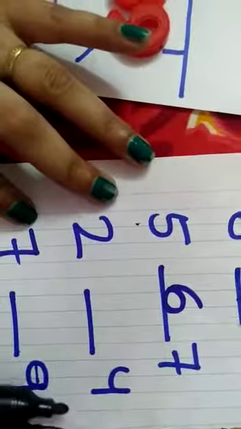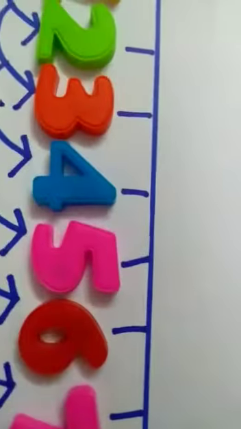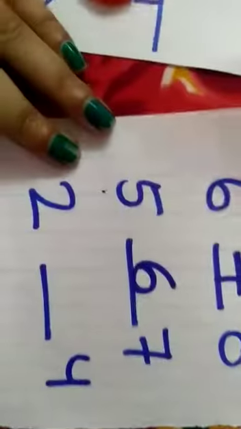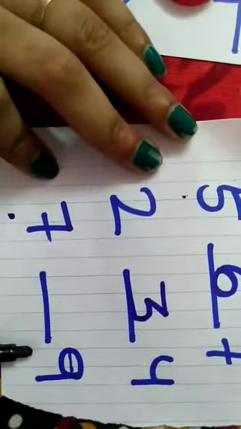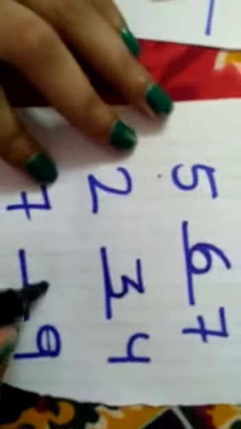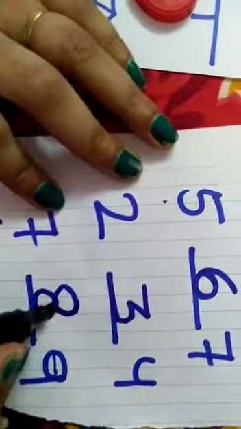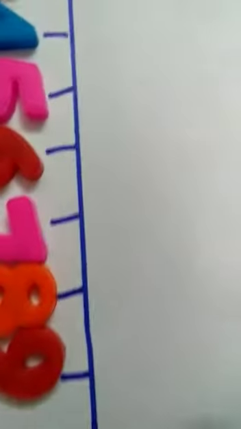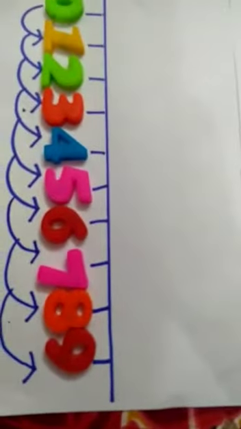6. What comes in between 2 and 4? 3. So what is the answer? 3. What comes between 7 and 9? 8. What is the answer? 8. Hope you have understood the topic before, after and between.